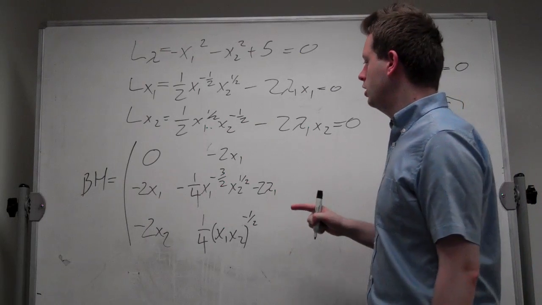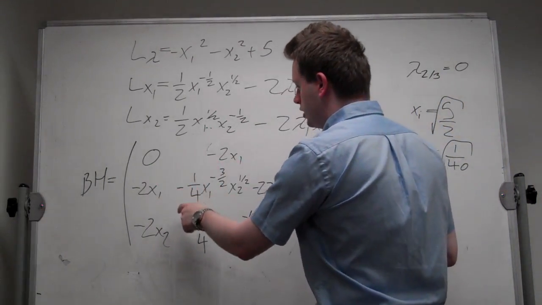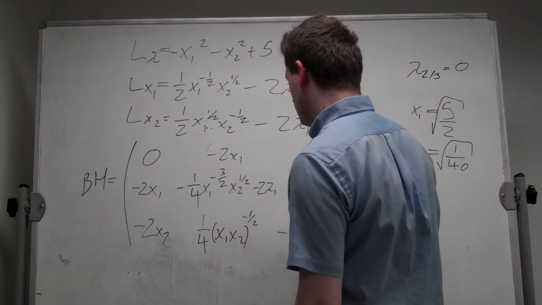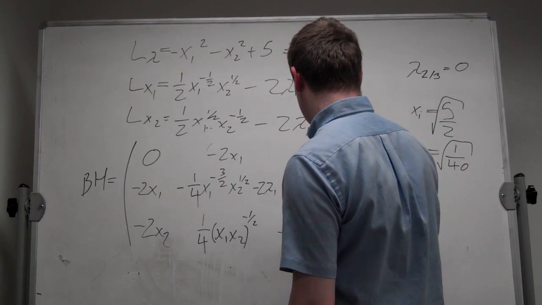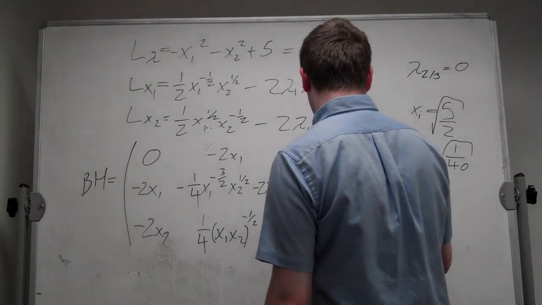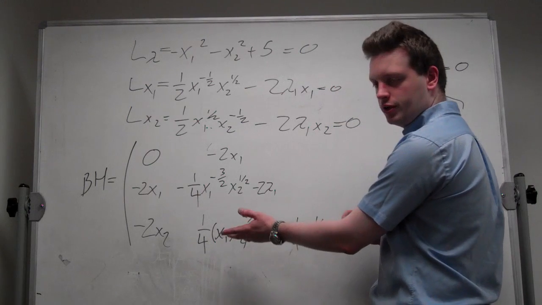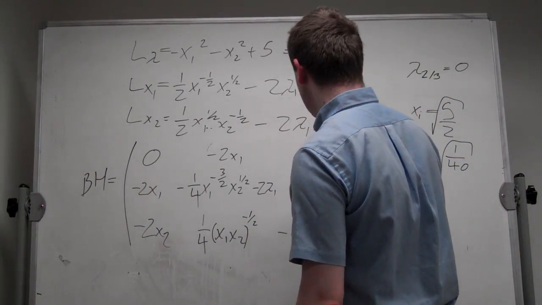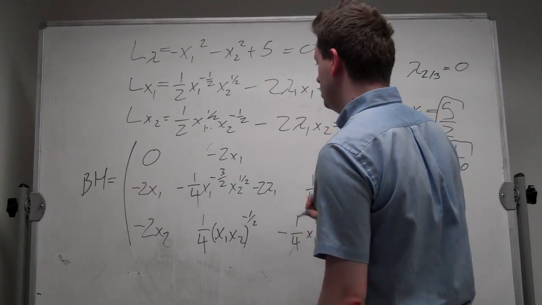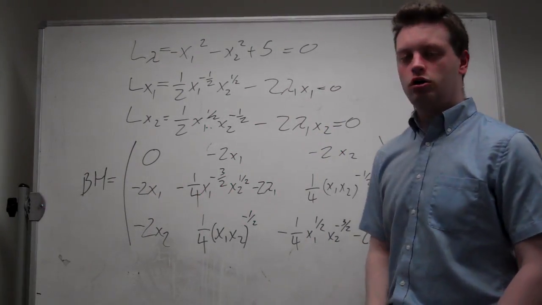Okay? Then, to the far right, let's start with this term because it will be the biggest. It's symmetric, so it's almost the same as here. So what we get is minus 1 over 4 x1 to the 1 half, x2 to the minus 3 halves, minus 2 lambda 1. Above that we get the same as here because it's a symmetric matrix, 1 over 4 x1, x2 to the minus 1 half, and on top minus 2 x2. And we got our bordered Hessian.